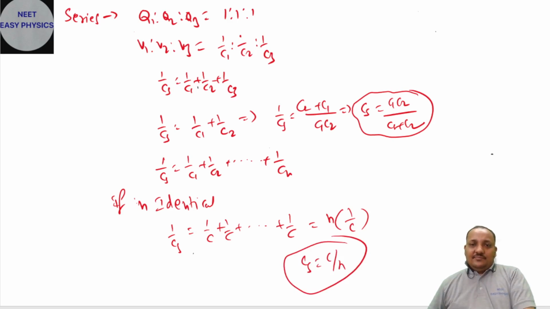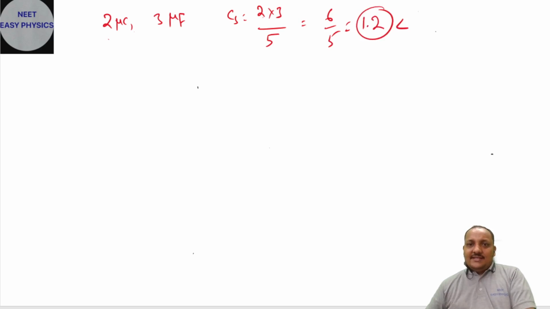Now another important point on this. If two capacitors are connected, 2 microfarad and 3 microfarad, what is the effective capacitance? CS is 2 into 3 by 2 plus 3, which is 6 by 5, and this is 1.2. This 1.2 is less than the least capacitance among the given two capacitors, which is 2. 1.2 is less than 2.